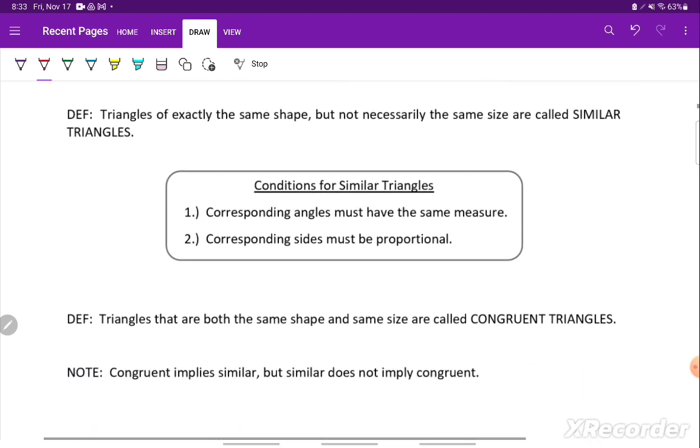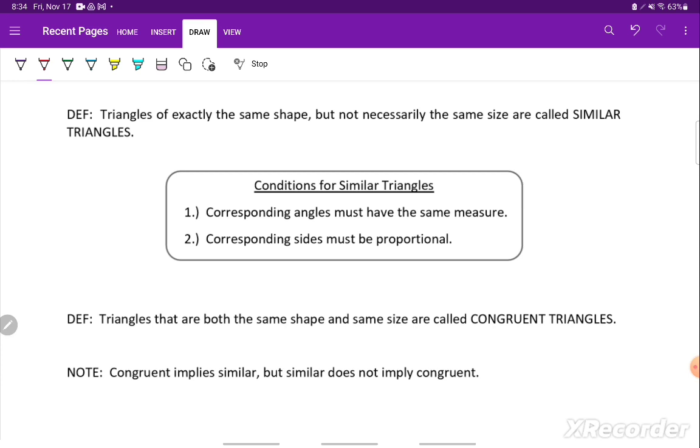Triangles of exactly the same shape, but not necessarily the same size, are called similar triangles. We have 2 conditions for similar triangles. First, corresponding angles must have the same measure. And second, corresponding sides must be proportional.